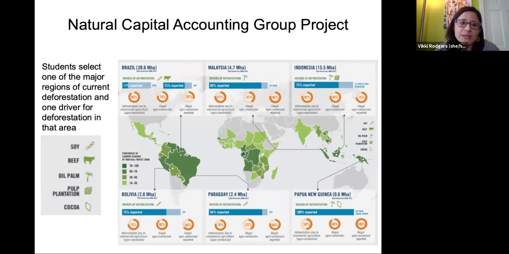So what I have students do is select one of the major regions that is currently undergoing intense deforestation, and you can see some of them highlighted here. And they need to investigate the major driver for deforestation in that area and focus in and select just one. You can see some of the ones that are listed here: soy, beef, oil palm, pulp plantation, and cocoa. Next slide.